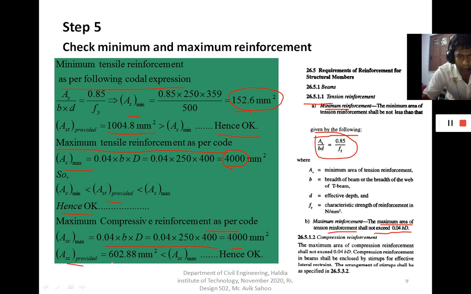For maximum area of compressive reinforcement as per code, this is 0.04 bD, 4000. Asc provided is 602.88 millimeter square, which is less than Asc max given in code. Maximum compressive reinforcement is given in code. So we check it and find that it is satisfied. So hence okay.